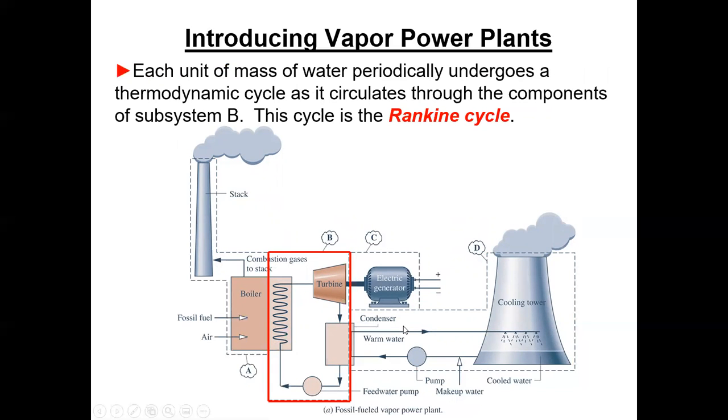In this condenser. Okay, so subsystem B, this is the Rankine cycle. So we're going to spend a lot of time here discussing this. We're going to show the working fluid work its way around.